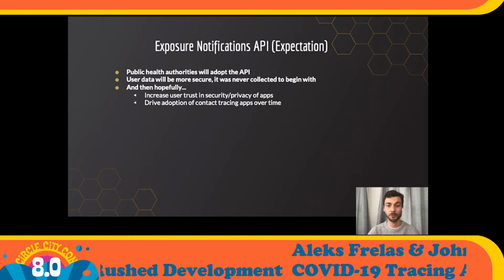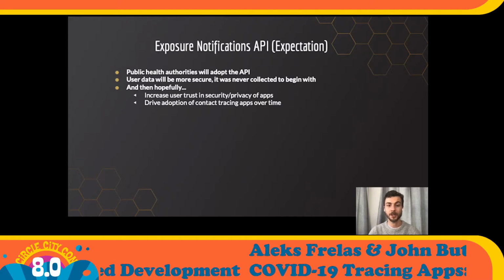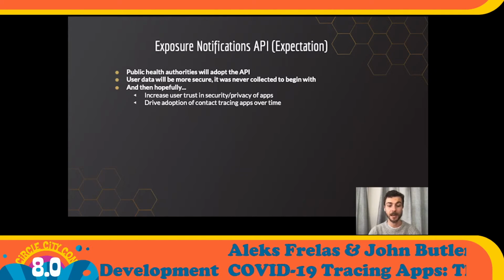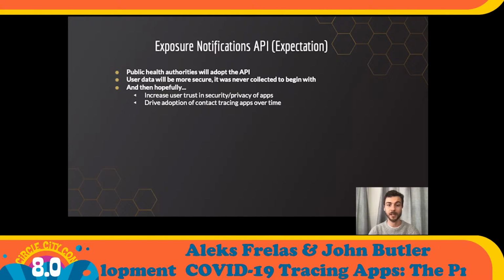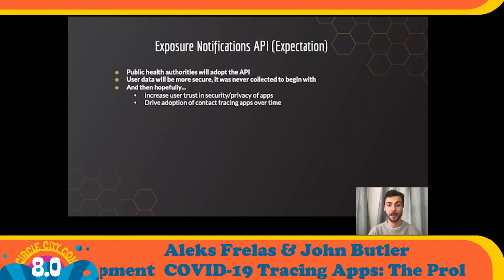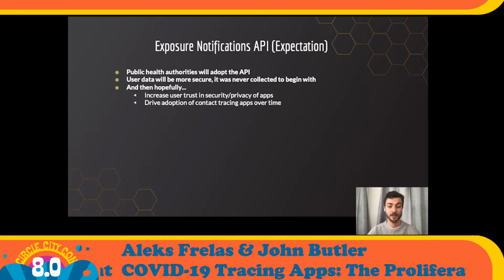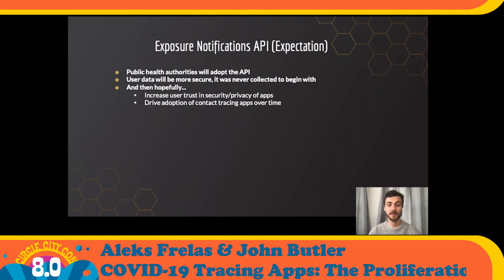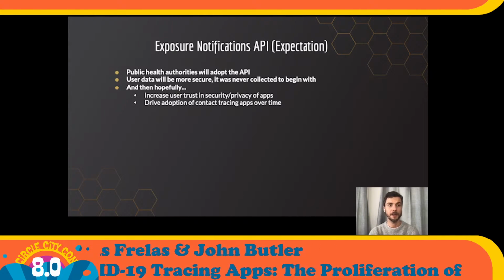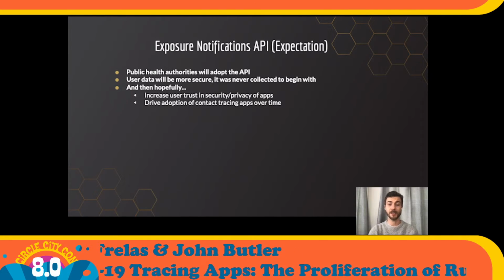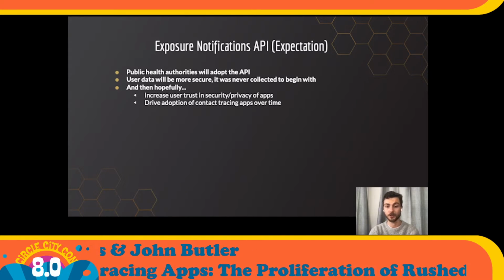One of the things that we want to do is really discuss some of the key expectations that prompted the creation of the Exposure Notification API. As mentioned, the API's primary goal was to provide core functionality for developers and public health authorities who wanted to create secure contact tracing applications. And as part of this, Google and Apple thought that if developers create safe and secure applications, then people are bound to trust those applications. And as a result, they'll use them.